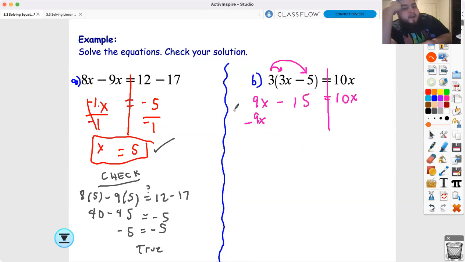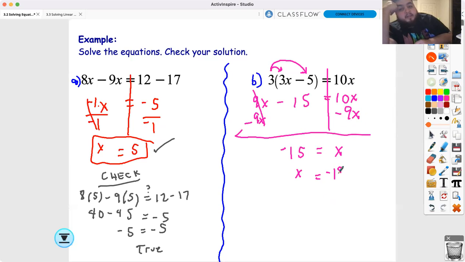If we divide it by 9x, we will still get 1, so nothing would have been moving. So we do have to subtract it, okay? So this cancels out, bring down the -15 equals 10x minus 9x is just 1x or just x. x equals -15. This is the same thing as x equals -15, and we're done.